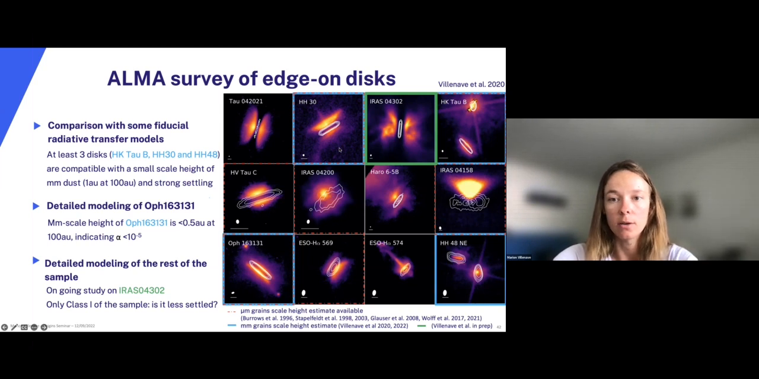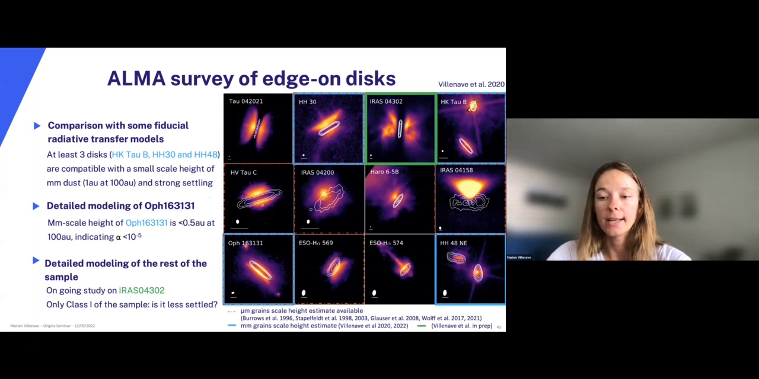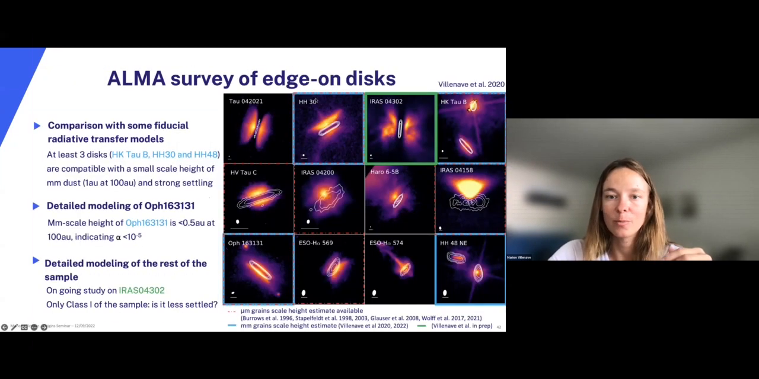I'm not sure how far this would impact, but if there is a jet, this would mean that the turbulence should be higher in the disk, and so we should see a disk that is more vertically extended. For example, in OP 163131 here, there is no jet, and the turbulence is alpha 10 to the minus 5, and the vertical extent is very low. So I don't know how closely this is related, but certainly the presence of a jet should likely have an effect on the vertical extent. Maybe Carl can say more.